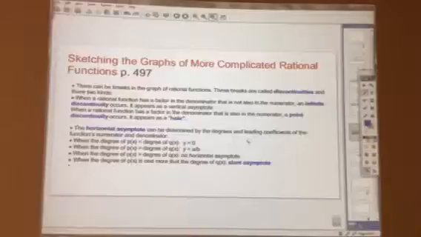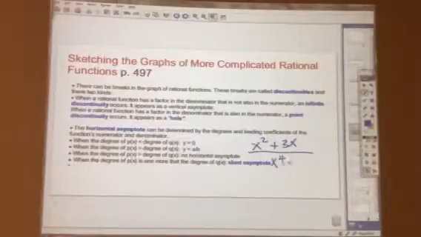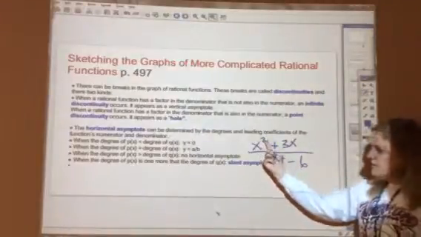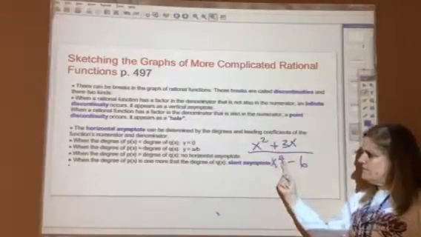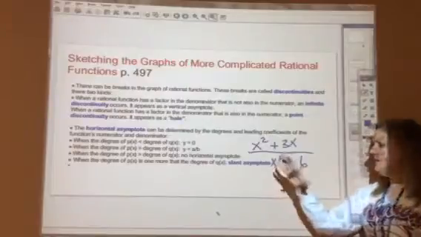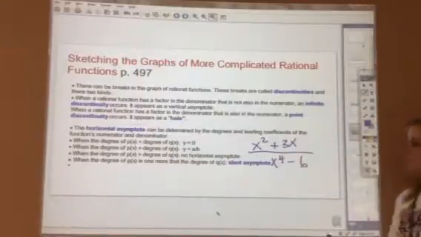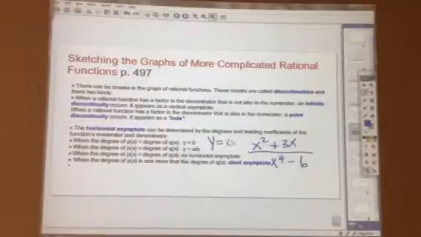y equals 0. For example, x squared plus 3x over x to the 4th minus 6. The degree of the numerator is less than the degree of the denominator. You don't have to divide it, don't have to do long division. Automatically, y equals 0. Horizontal asymptote at y equals 0.